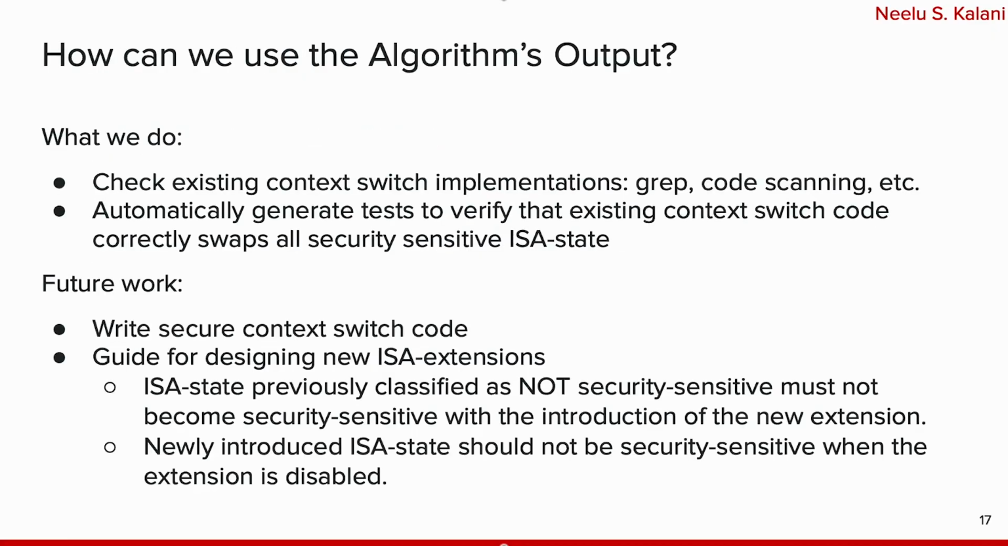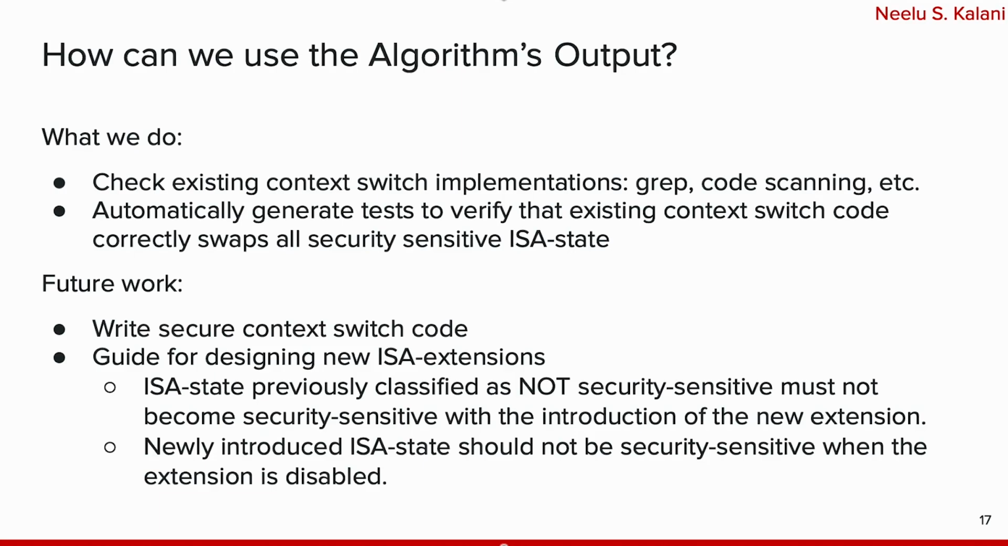Once we have the algorithm's output, we use it to check the security of existing context switch implementations. This can be done using simple utilities such as grep or code scanning. We also automatically generate some tests to check if the context switch swaps all the ISA state that our tool says it should. However, there are more applications for the algorithm's output. For example, implementing secure context switch code and also using those insights as a guide for designing new ISA extensions.